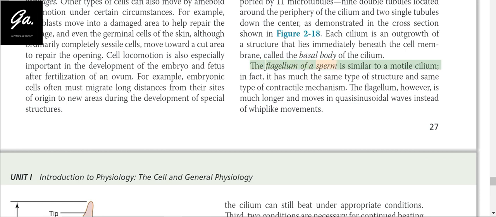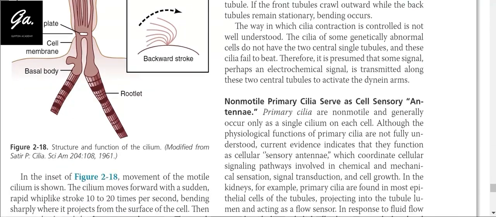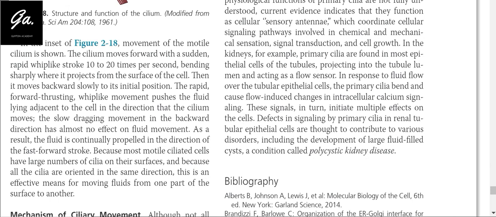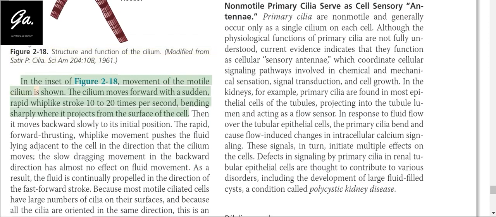The flagellum of a sperm is similar to a motile cilium. In fact, it has much the same type of structure and the same type of contractile mechanism. The flagellum, however, is much longer and moves in quasi-sinusoidal waves instead of whip-like movements. In the inset of Figure 2-18, movement of the motile cilium is shown.